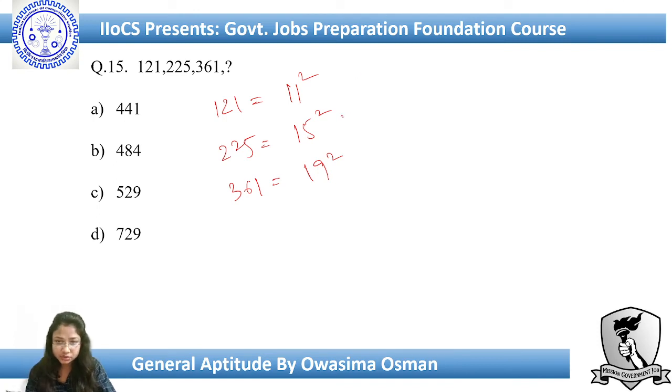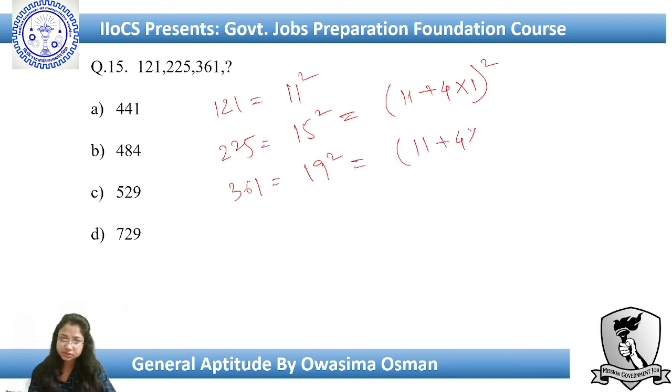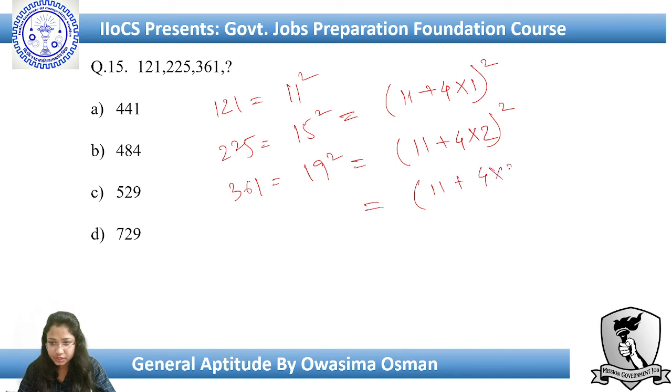So 15 we can write as 11 plus 4. 11 plus 4 into 1 equals 15, we can write it. So if we do 11 plus 4 into 2, we will get 19. So we can write 15 and 19 this way. So our next term will be 11 plus 4 into 3, that means 23. 23 whole square equals 529. Clear? So our answer will be 529.